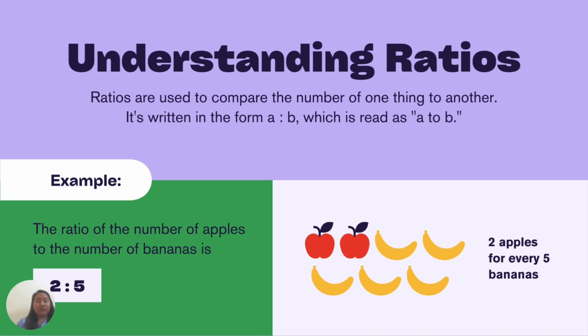Understanding ratios. So what is a ratio? Ratios are used to compare the number of one thing to another. It's written in the form A is to B, which is read as A to B. Example: the ratio of the number of apples to the number of bananas is 2 is to 5. As you can see in the figure, there are 2 apples for every 5 bananas.